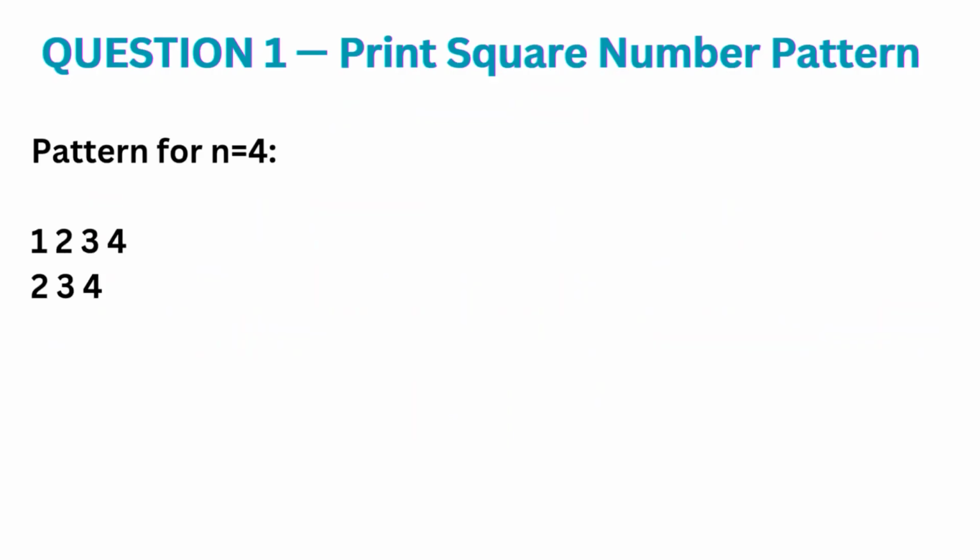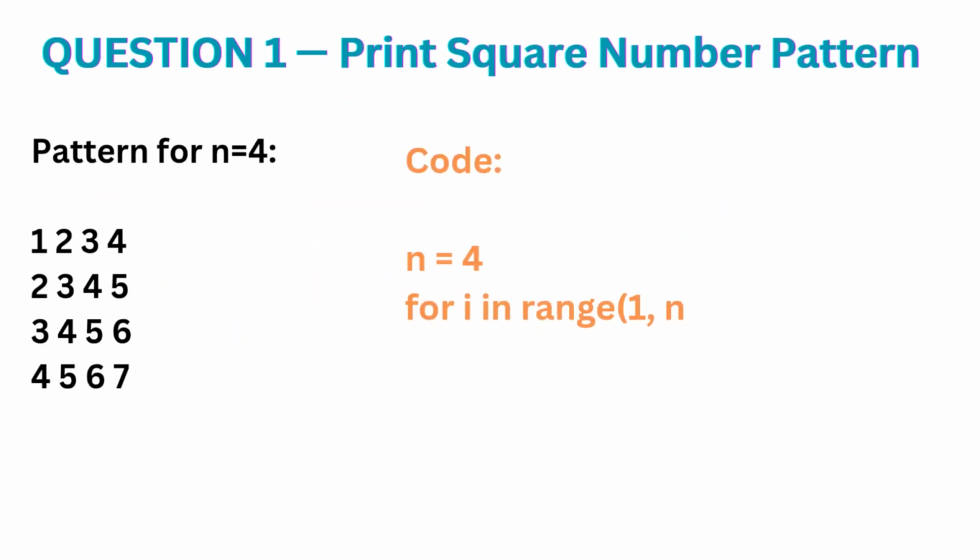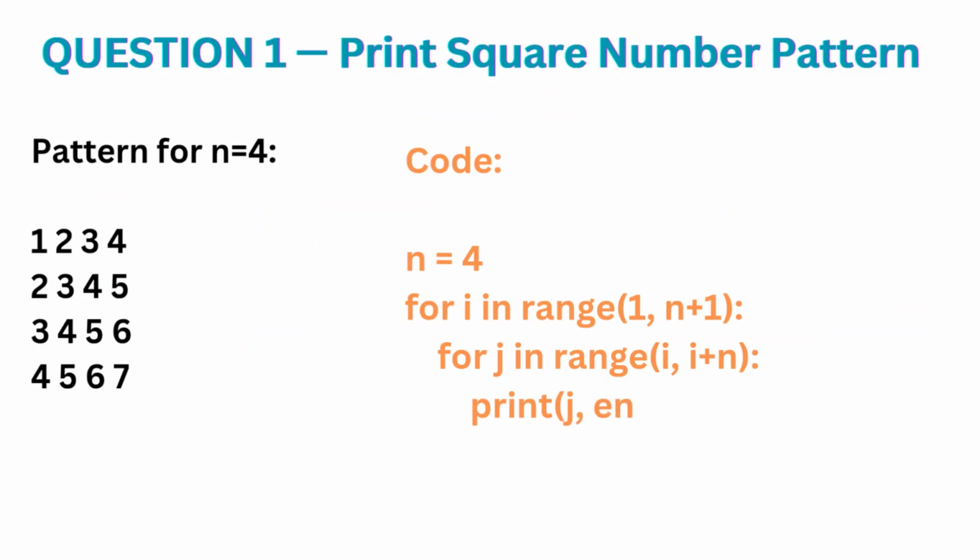So for solving this problem we have to use the nested loop that generates a number pattern. So the code will be n equal to 4, for i in range 1 to n plus 1, for j in range i to i plus n, print j and n separated by spaces that should print numbers. So this is a good exercise for logic and loops practice.